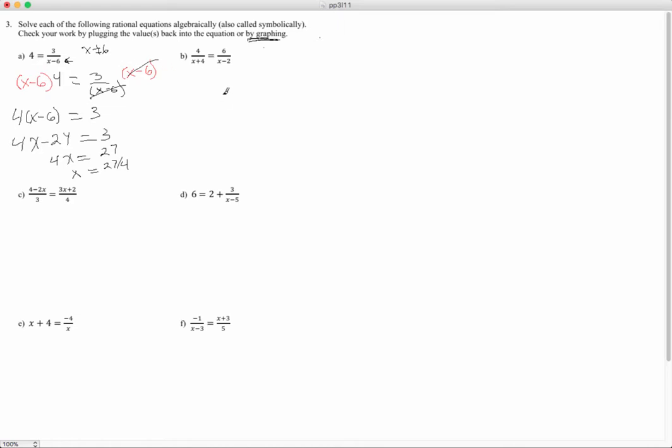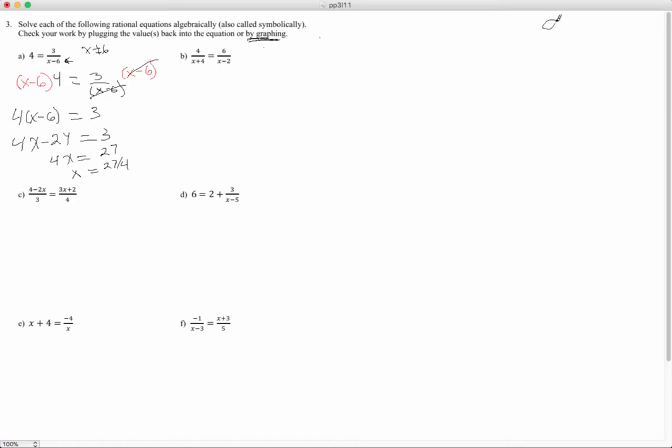Okay, in Part B, we again are going to solve by clearing fractions. That's how we'll do the algebraic part here. And so to do that, we need to know what our LCD is. So our LCD is going to be x minus 2 and x plus 4. So that means I'd multiply both sides by x minus 2 and multiply both sides by x plus 4.